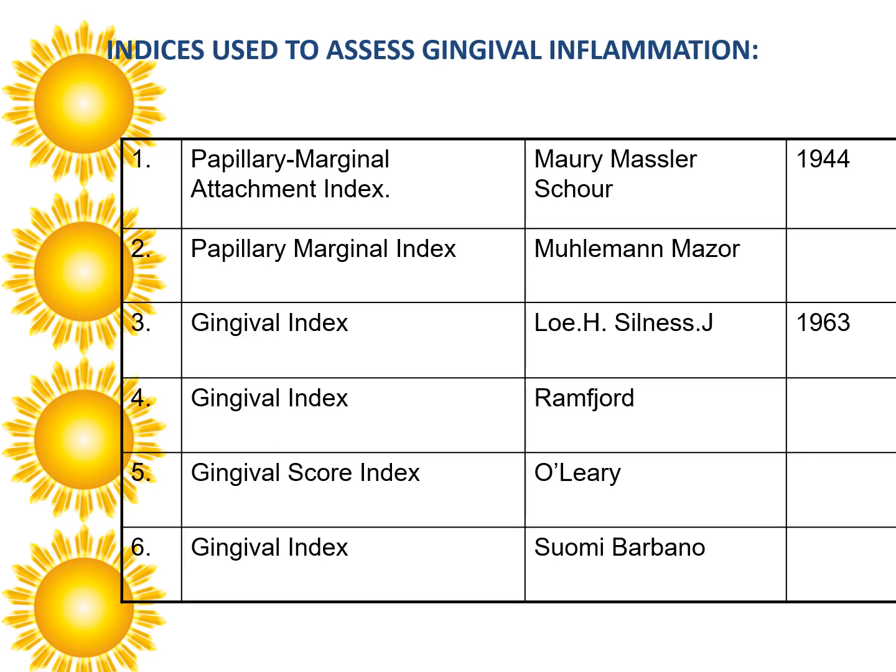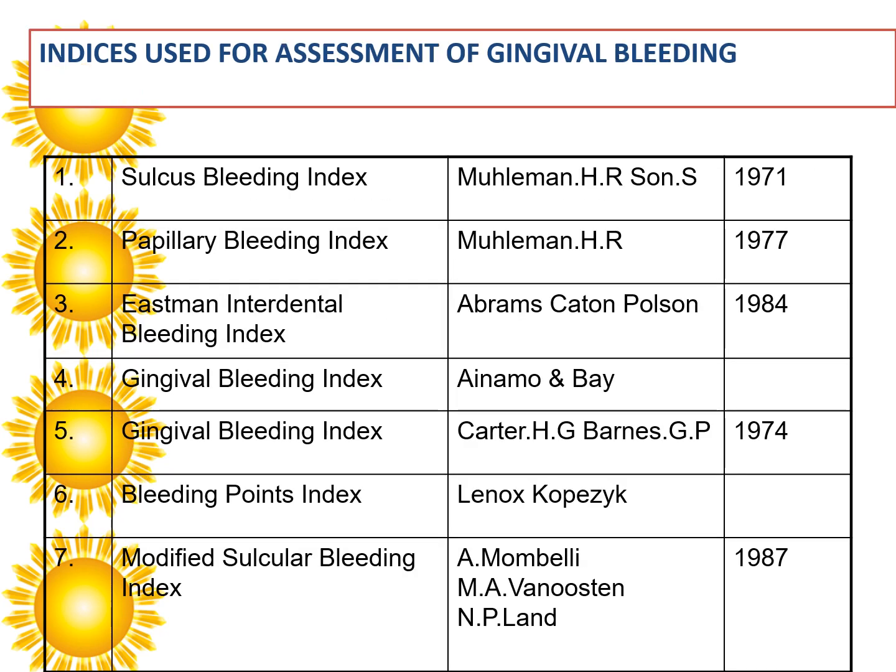And these are all the indices used to assess gingival inflammation. Those are the papillary marginal attachment index, papillary marginal index, and gingival indices given by Loe and Silness and Ramfjord. And moving on to indices used for assessment of gingival bleeding, this includes sulcus bleeding index, papillary bleeding index, Eastman interdental bleeding index, gingival bleeding index given by Ainamo and Bay, bleeding point index, and modified sulcular bleeding index. Out of these indices, sulcular bleeding index, papillary bleeding index, and the gingival bleeding index given by Ainamo and Bay are very important.